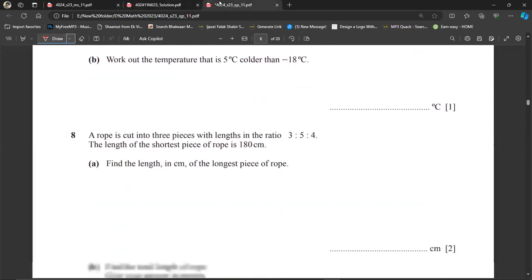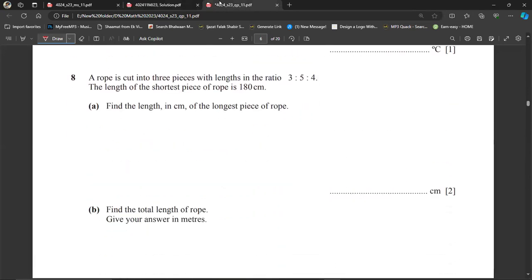Okay, so question number 8. A rope is cut into 3 pieces with the lengths in the ratio 3, 5, 4. So the sum of the ratio here is 9, 9 plus 3, that's 12. The length of the shortest piece of rope is 180 centimeters. Find the length in centimeters of the longest piece of the rope.